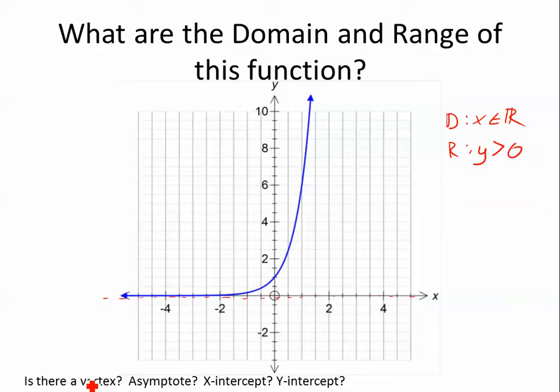Is there a vertex? No. It does bend, but it's not actually a turning point because it doesn't start going up again. Is there an asymptote? Yes. The asymptote is at y equals 0 because that's the number it's getting closer and closer to without ever reaching it. The x-intercept, it won't ever reach the x-axis, so there's none. The y-intercept is right here, which you'll notice is at 1. Each of these hash marks is a half. Alright, so there we go.